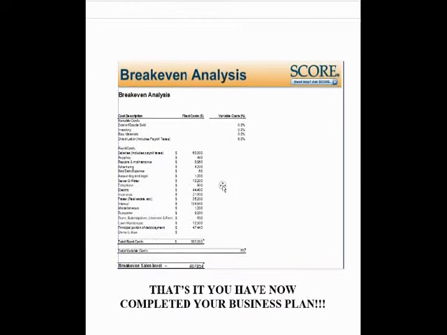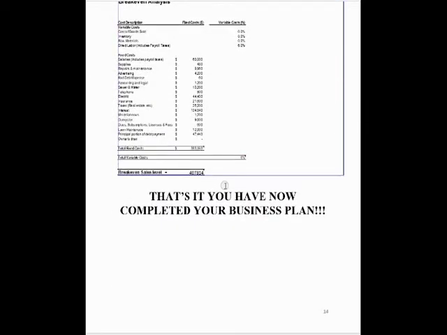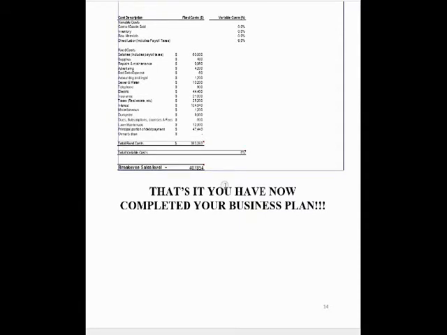Once you've got the projections done and the break-even point done, you may want to put other appendices on your business plan. That could be perhaps resumes of the key players. It can talk about other businesses. If you have photos, photos are always great to put in there as well. But congratulations, for the most part, your business plan is done.